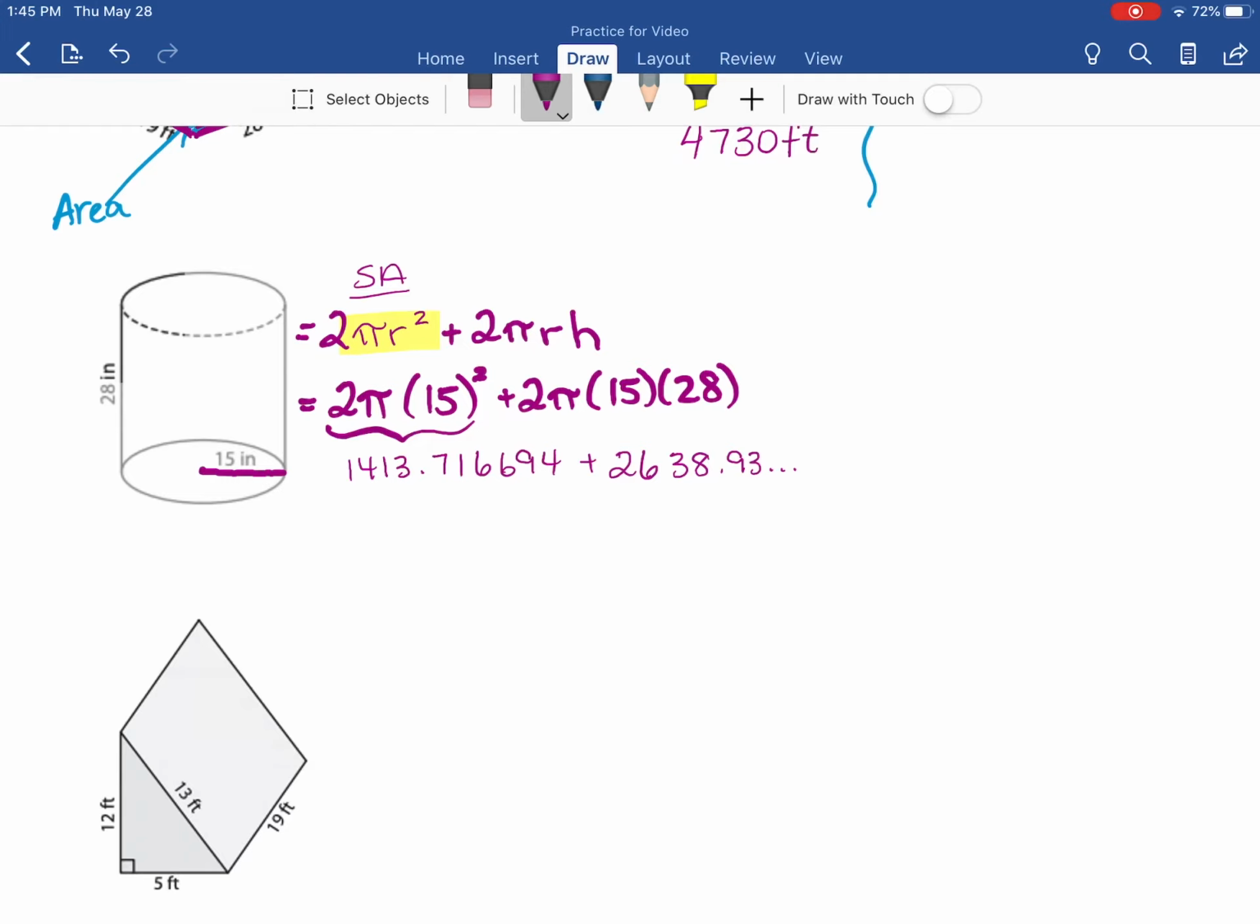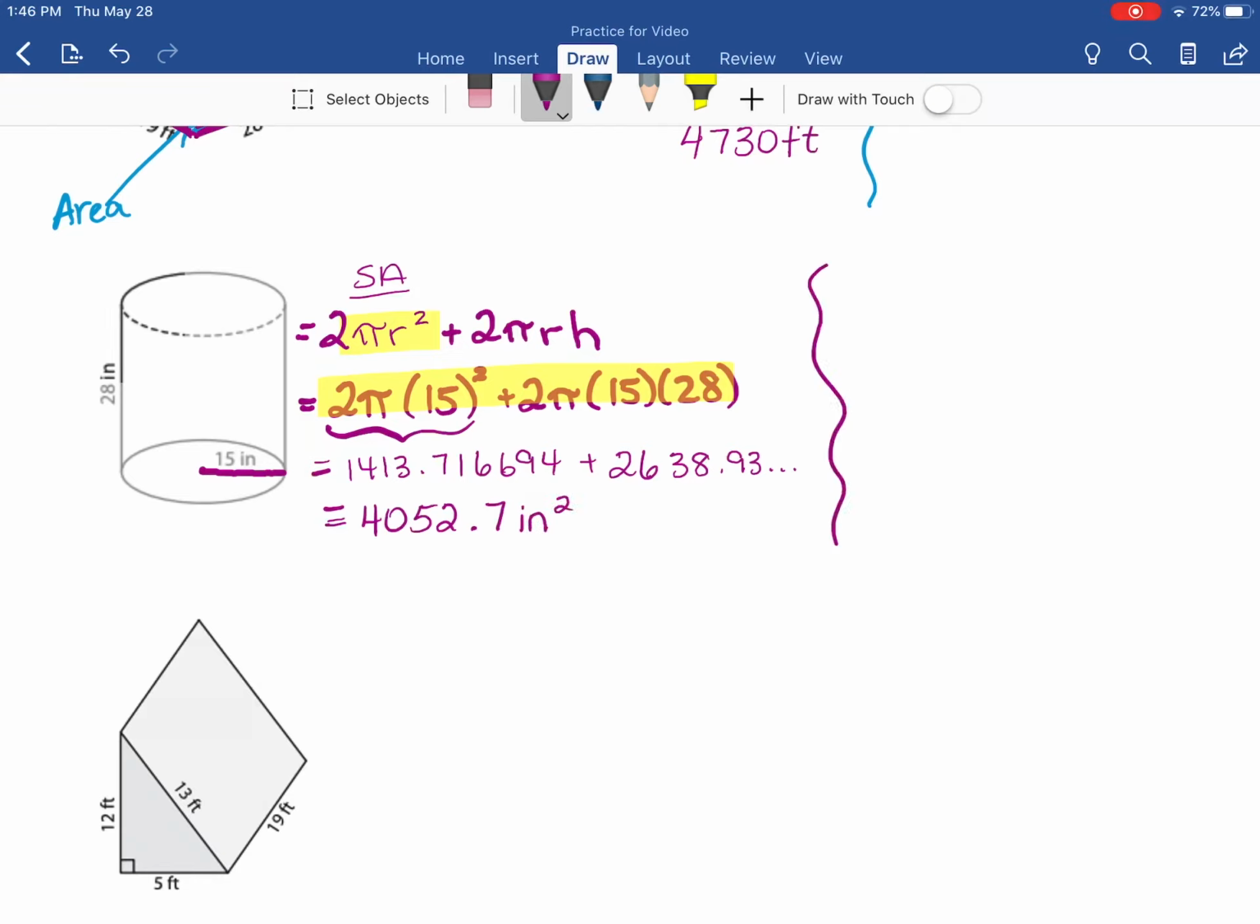I'm going to add that last answer. Now, if you want to type this whole thing in your calculator in one fell swoop, if you know how to do that, go ahead and do that. You should get a final answer of 4,052. Now I'm going to round to one decimal place, so 0.7. It was really 0.65, but I'm rounding, so 0.7 inches squared.